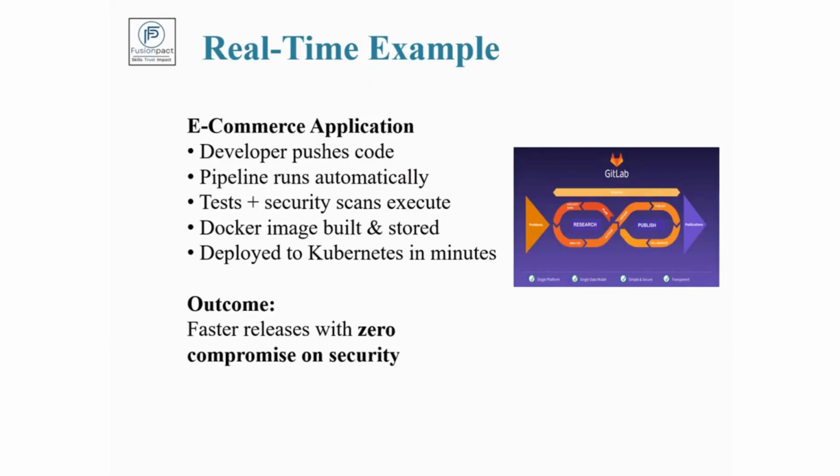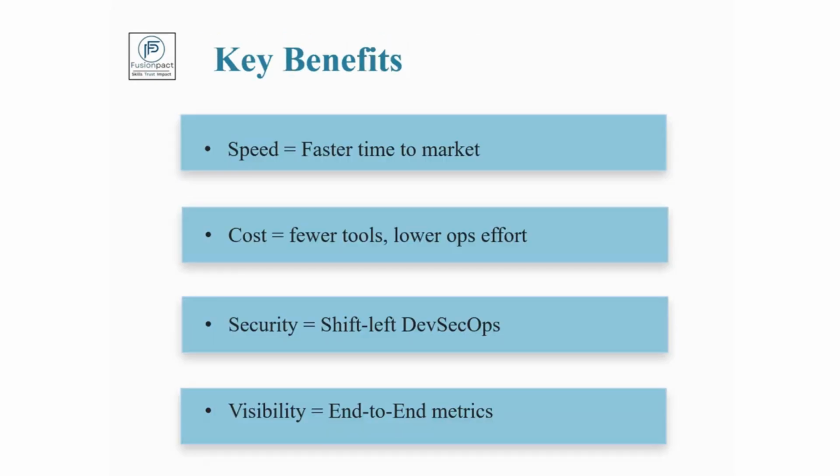Let's see it with a real-time example. Assuming an e-commerce application where the developer pushes the code, GitLab identifies the push and automatically triggers the pipeline, which starts running, and the tests get built. It automatically builds the Docker image and pushes it to ECR, and security scans execute at every stage. These Docker images are stored in ECR. And finally, the CD part, where it gets deployed to Kubernetes in 2 minutes. The outcome we are getting from this is faster releases with zero compromise on security.